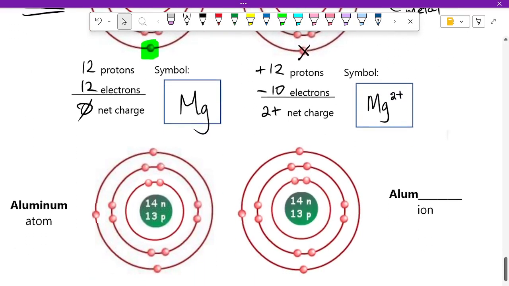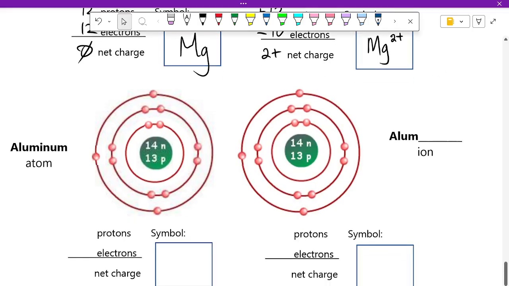And you get to try the last one on your own. Okay, so everyone give that last one a go.